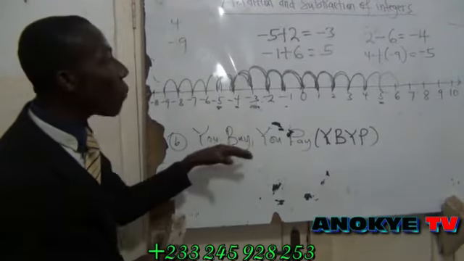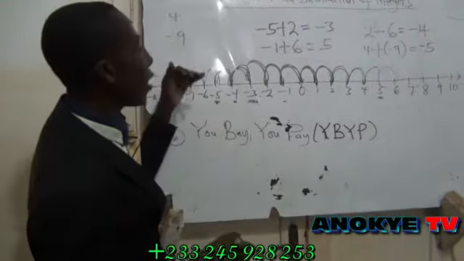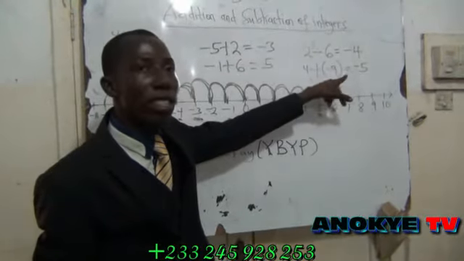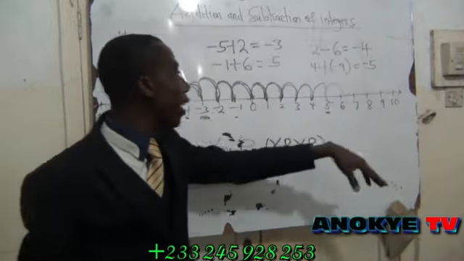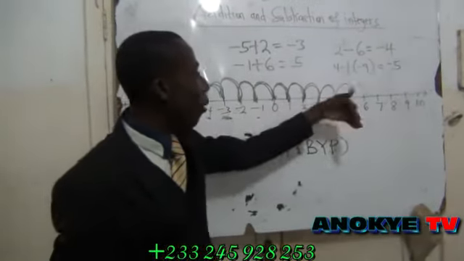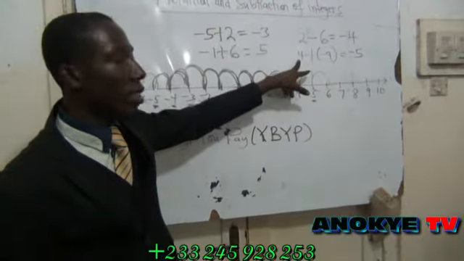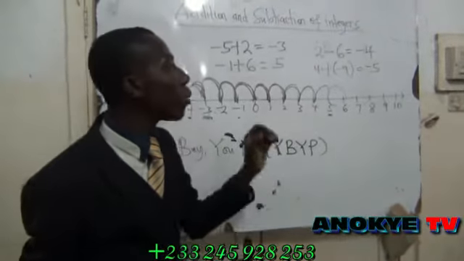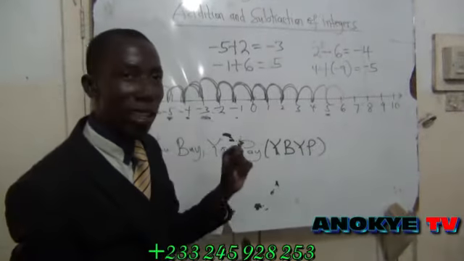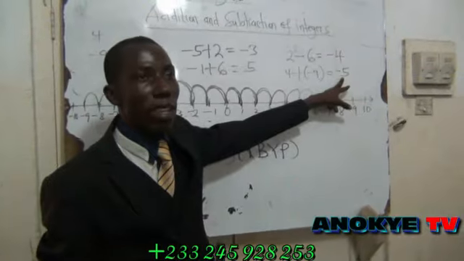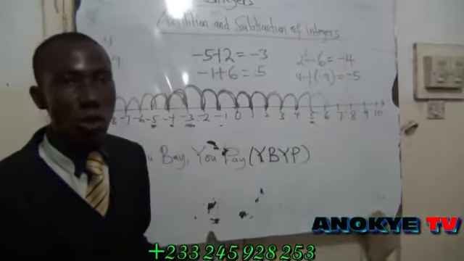If you want to use "you buy, you pay," then I take the negative sign first. All the time my attention should be on the negative. I have the -9, then I will ask myself, if I owe 9 Ghana cedis and I pay 4 cedis, what would the seller tell me? She will tell me I still owe 5 Ghana cedis. That is why the answer is -5. Let us look at the last 2 examples.